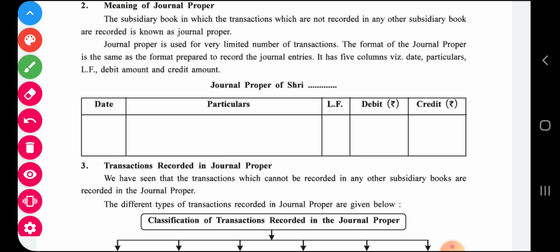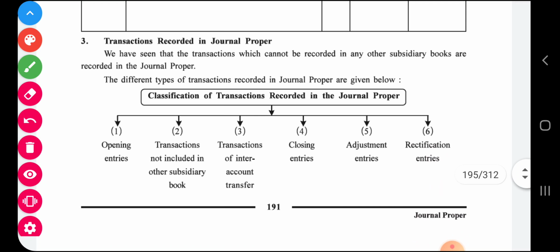Now, what is the difference? In journal all transactions are recorded, while in journal proper only a limited number of transactions are recorded. Now which transactions are recorded in journal proper? So there is a list or chart. 6 types of transactions are recorded in journal proper.